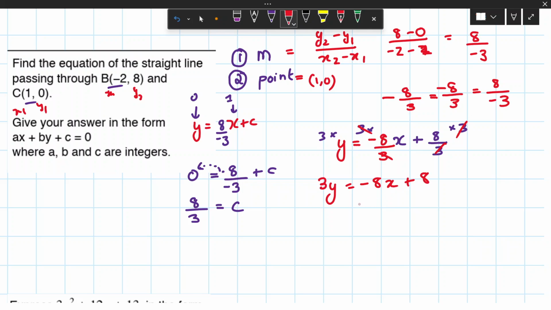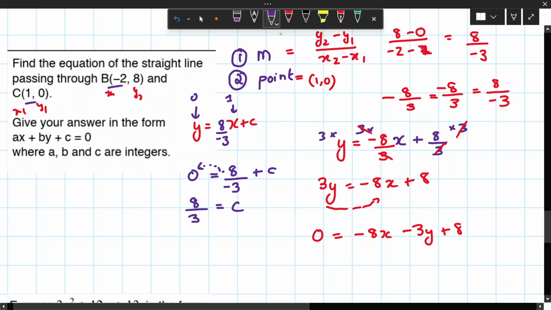So it would be easy if I move the 3y onto the other side because I can get the 0 here. So that will be minus 8x minus 3y plus 8, and that is equal to 0.